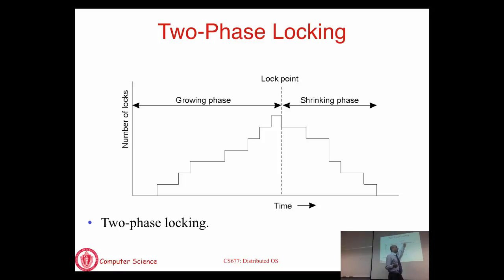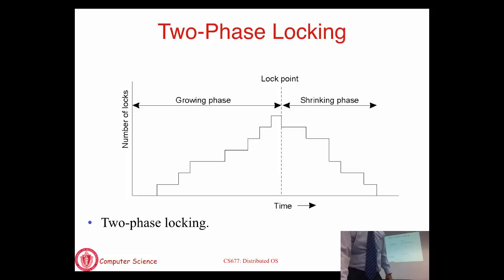Okay? And then once you are done accessing all new data, you start releasing locks. This is your shrinking phase, where you release one lock because you're done with, let's say, some record, and you release another lock and so on. Okay? There is a variant of this approach.